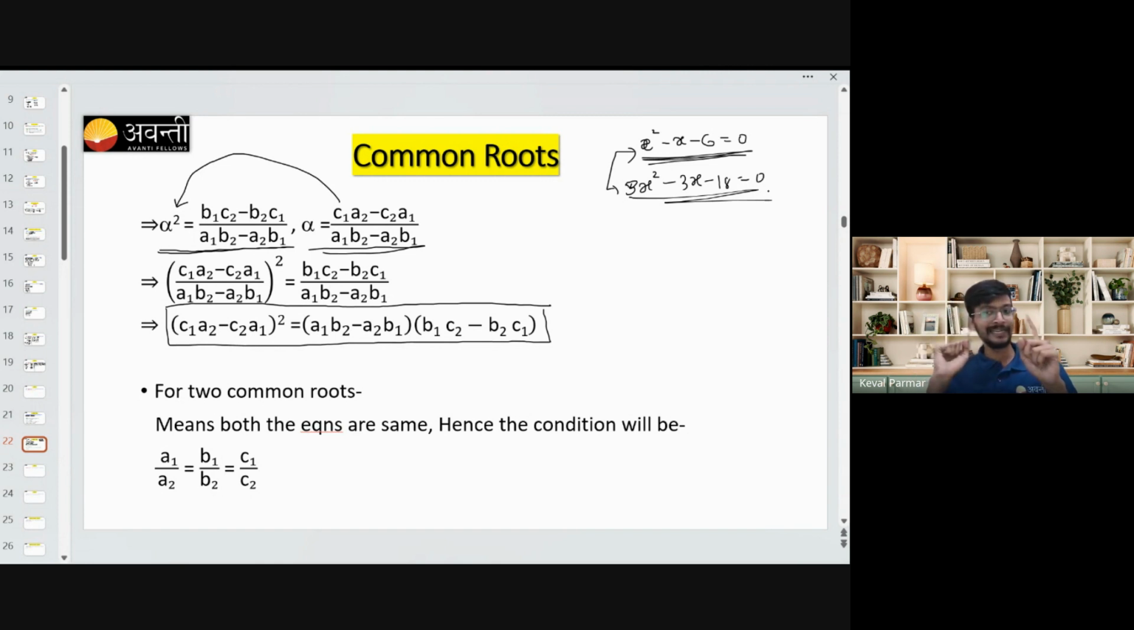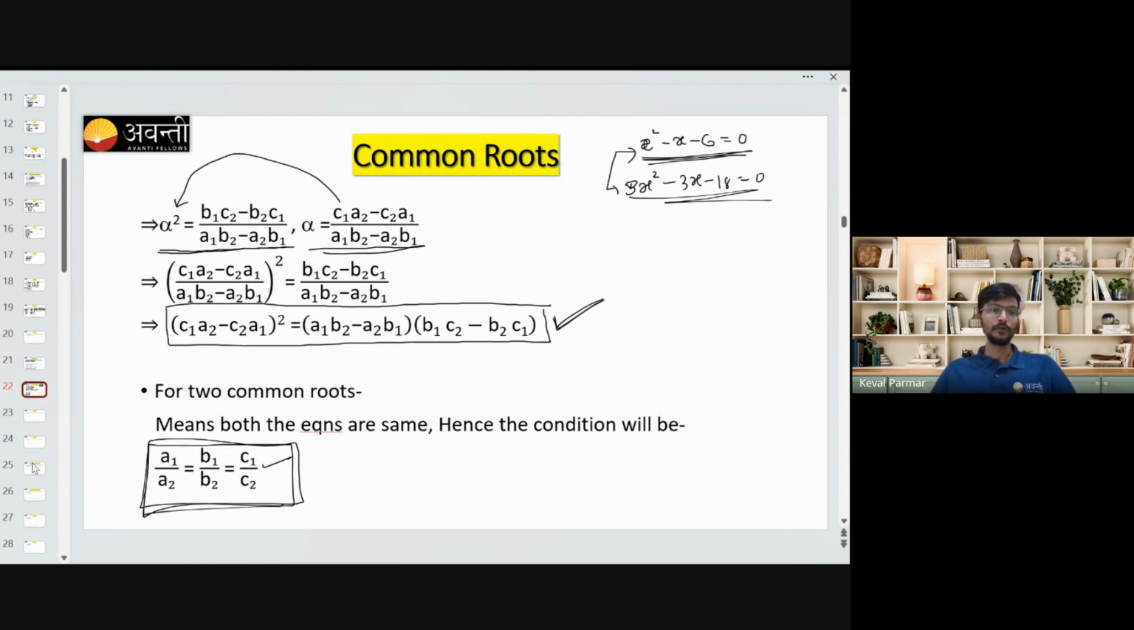So what is the condition for one common root? This. What is the condition for both roots common? That their coefficients must be proportional. So please guys remember these conditions for the next class because we'll be doing questions on them.